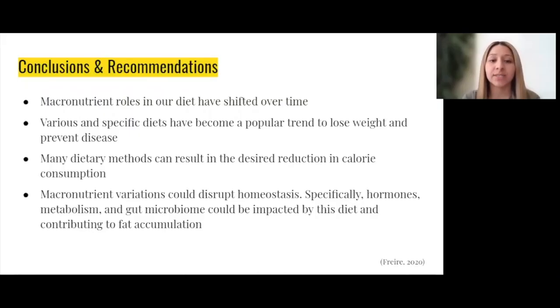So in these next few slides, I'll be discussing conclusions and recommendations from our research. The implications of macronutrient roles in our diet have shifted over periods of time. Moreover, questions remain regarding the ideal balance between various sources of energy for our diet, and energy balance in the form of specific diets has become a popular trend in this era, as some follow specific dietary guidelines to lose weight and even to prevent disease.